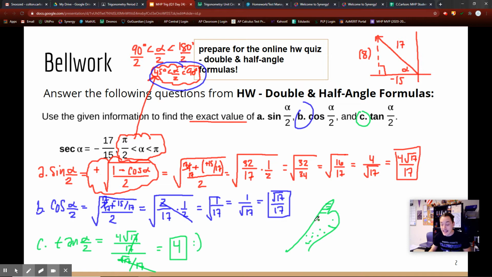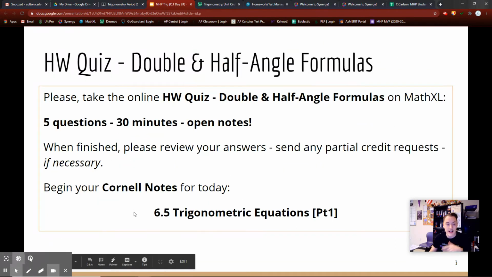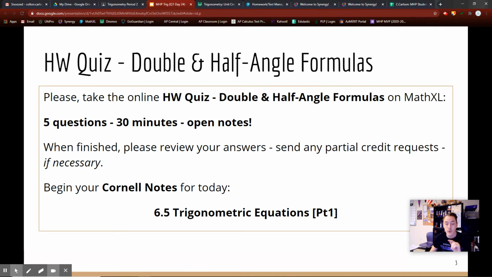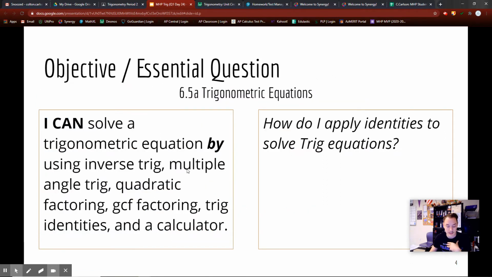So that is a brief reminder of how you do 6.3 double angles and half angles. We didn't do a double angle here. We just did a half, but I hope that still makes sense. I'm going to erase, and so you guys can get started on your homework quiz. You have 30 minutes, 5 questions, and then afterwards get started on 6.5 part 1, 6.5a, okay? Remember to review your answers and send any partial credit requests to me.